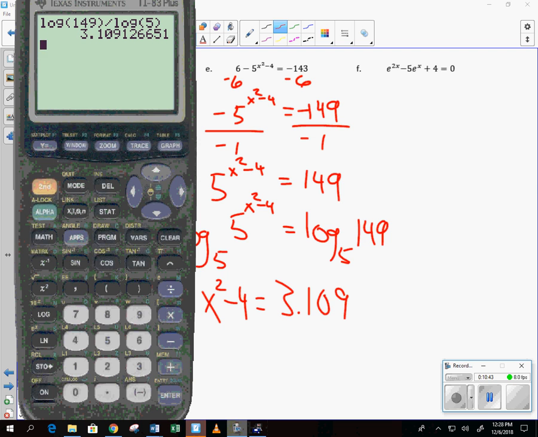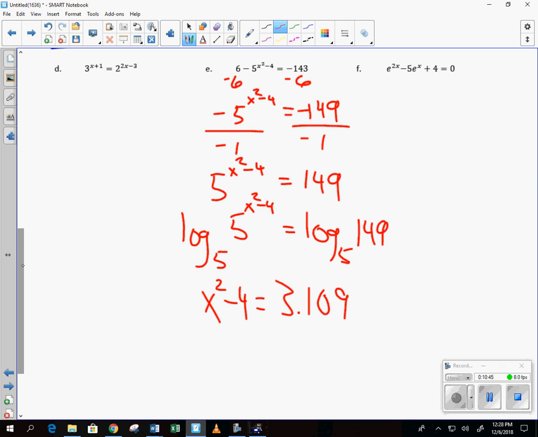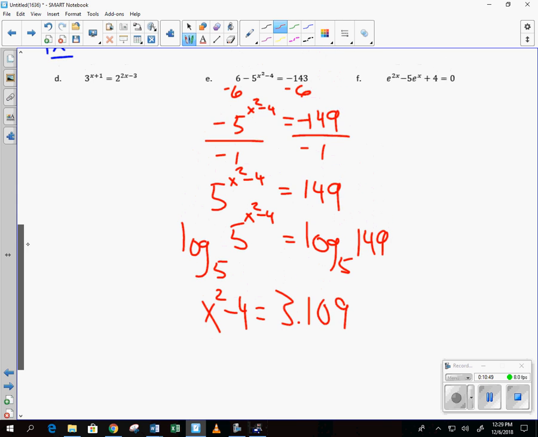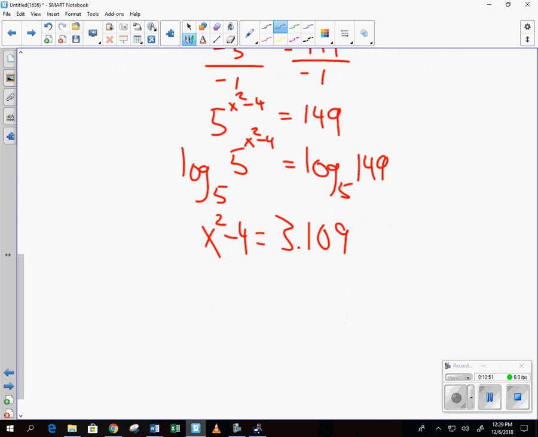You can see we've got x squared minus 4 is 3.109. As you work through that, we subtracted the 6. We divide by -1. Took the log base 5 of both sides. Add the 4 and then square root. You do get two solutions, plus or minus what? 7.109. No. Got to take the square root. What do you get? 2.668. Very good.